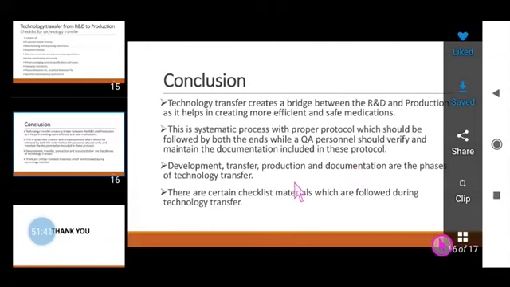Then development, transfer, production and documentation are the phases of technology transfer. There are certain checklist materials which are followed during the technology transfer. So this is how we can conclude the introduction to technology transfer, or technology transfer from R&D to production.